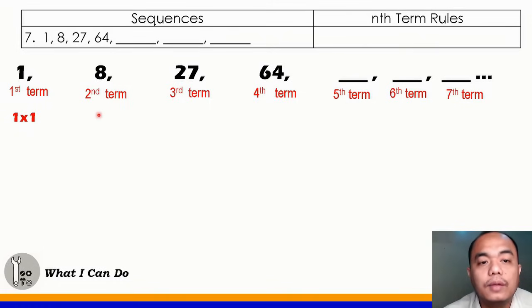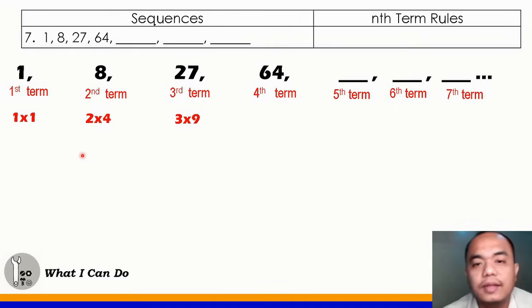How about 2? How to get 8 if we use number 2? Yes, very good. We have 2 times 4. This 2 here represents your term number. Okay? Next. How do we get 27 if we use number 3 here? Yes, very good. That's 3 times 9. Try to observe if there is a pattern that you form using this data. Parang meron na, di ba?